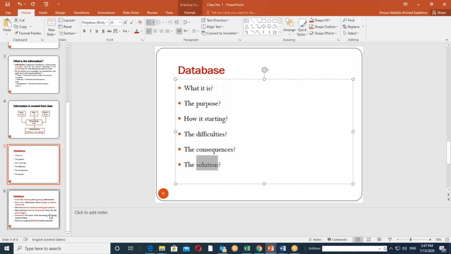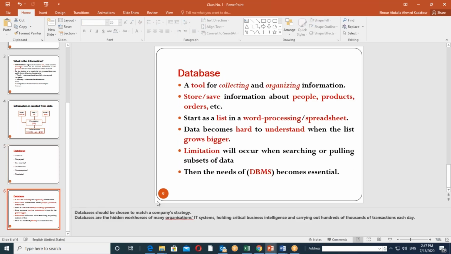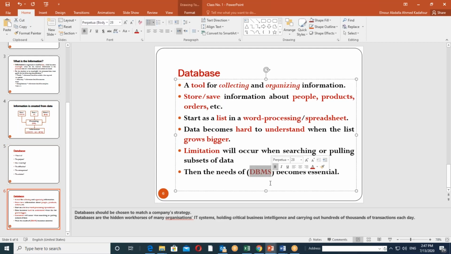Is there any solution for that? Of course, yes, because any problem has a solution. So the solution is DBMS, short for database management systems. That is why right now most people are running behind database management systems, and I'm going to stop here.